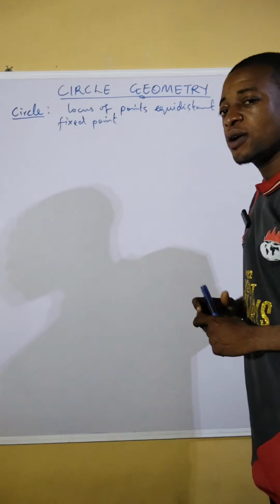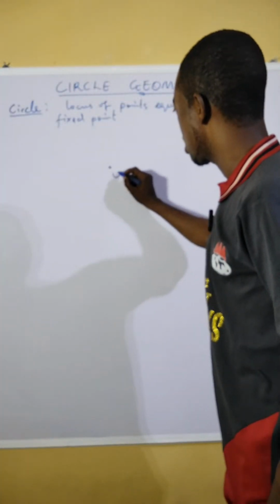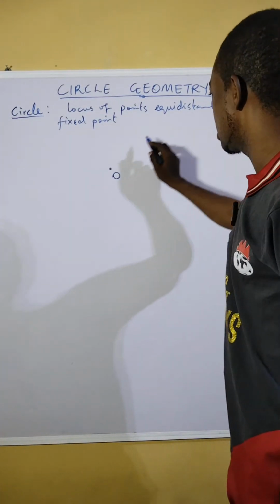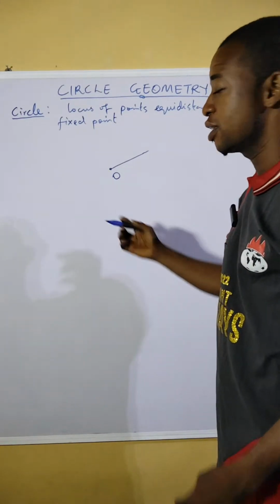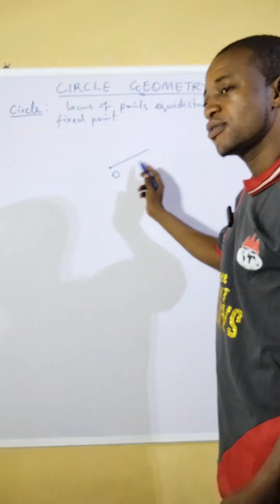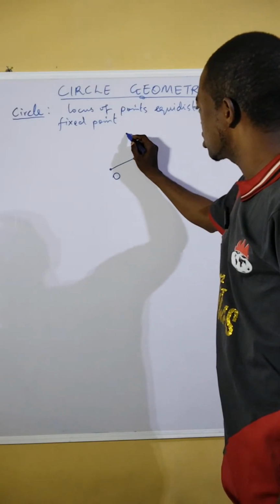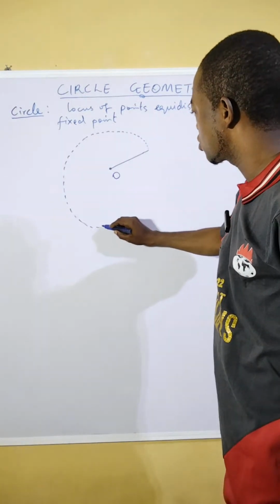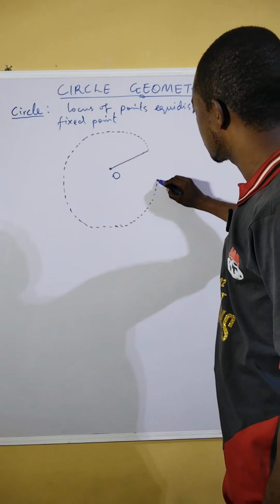Now we have a fixed point. Let's call it a point, and then with equal distance. This distance might be any distance. It's 3 centimeters, 4 centimeters, and this locus of a point moving with equal distance from this fixed point is what is referred to as a circle.